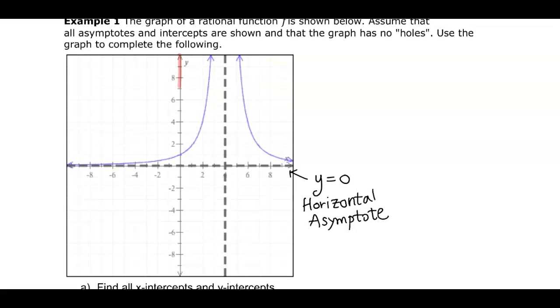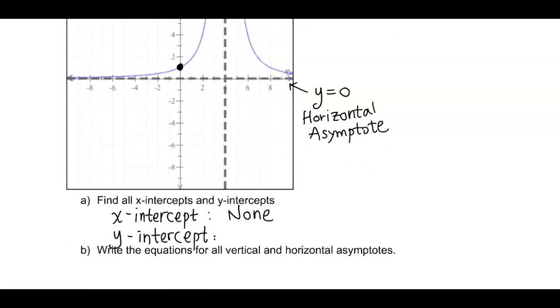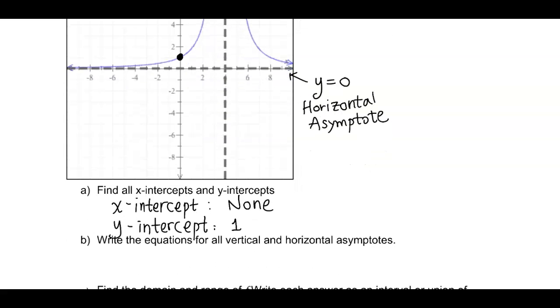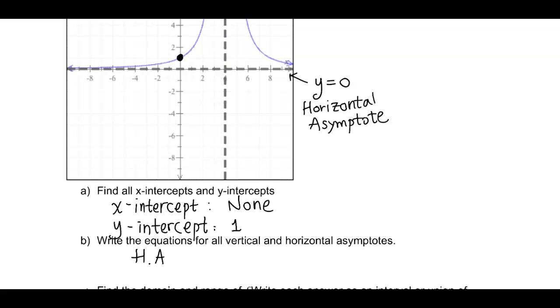So if I'm looking at the y-axis, right here, you see, guys, it is touching the y-axis at this point right here, and that is 1. So y-intercept is at 1. Moving on, they said write the equation for all vertical and horizontal asymptotes. We already found the horizontal asymptote. I'll say HA is y equals 0.